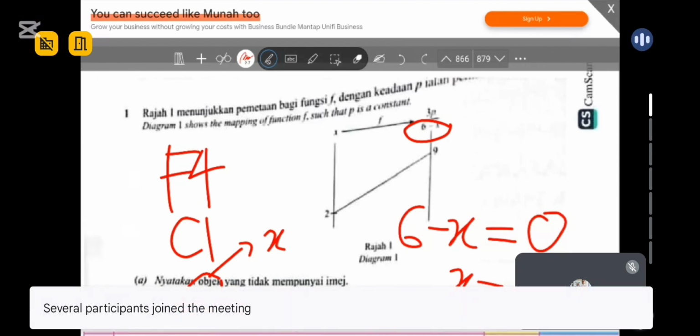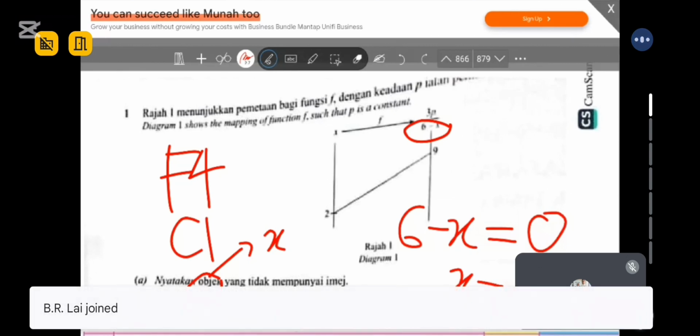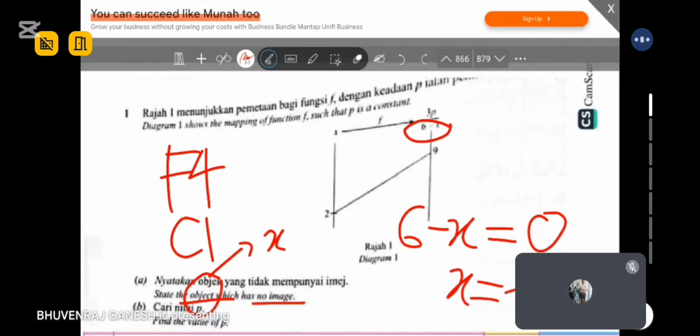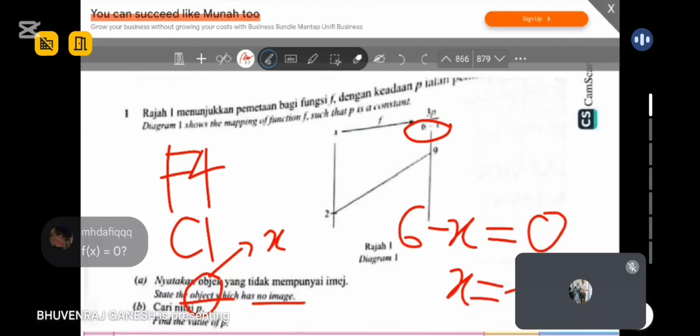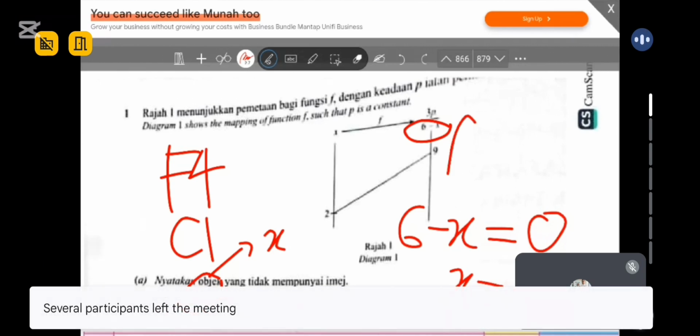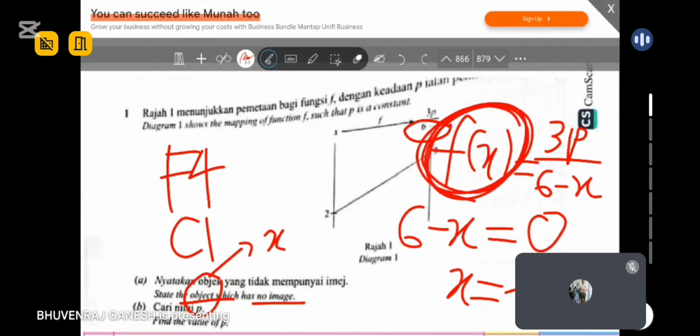So guys, may I know what condition the object will not have image? Situasi apa sesuatu objek tu takkan ada image? Cuba bagi tahu saya. When will an object don't have image in a function? What is the situation? Apa situasi dia? Okay, fx sama dengan kosong. Macam mana fx boleh sama dengan kosong, guys? Kat sini fx is equal to 3p over 6 minus x. Am I right? Ini adalah fx kamu. So, bila yang ni boleh jadi kosong, guys? When can this one become 0? May I know? Macam mana? Okay, x equal to 6, guys.